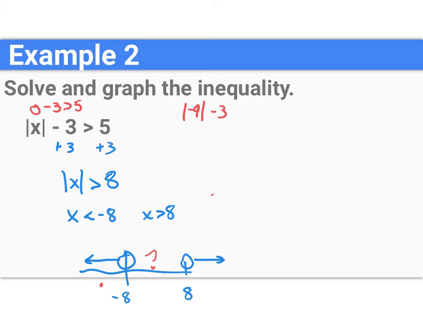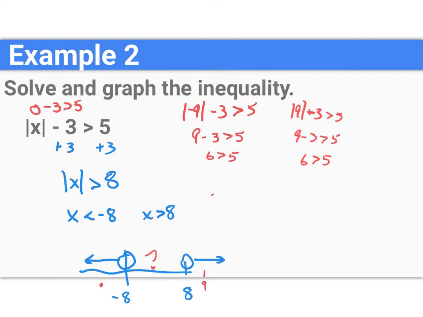And sometimes with these, you're going to have to test to make sure you didn't make any mistakes. 9 minus 3 is greater than 5. 6 is greater than 5. And let's try positive 9. The absolute value of 9 minus 3 is greater than 5. 9 minus 3 is greater than 5. 6 is greater than 5. All of these statements are true.